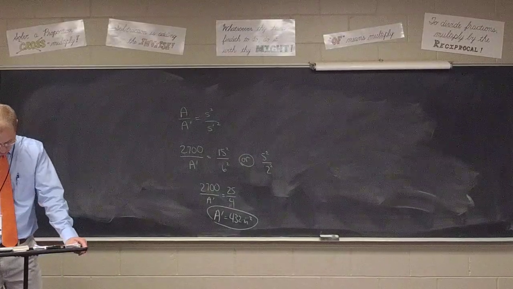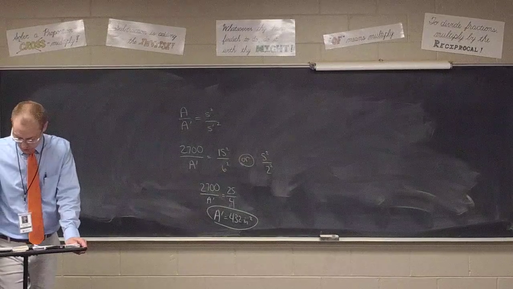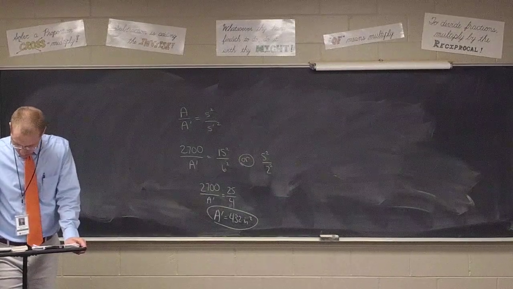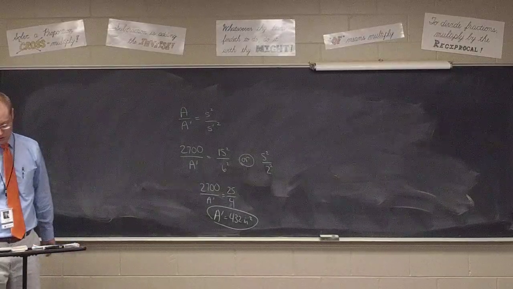All right, number 7, read that one for us if you would, Ethan. Two similar polygons have areas 400 square inches and 625 square inches. The side of the first is 15 inches. Find the corresponding side of the second. At your seats, number 7.